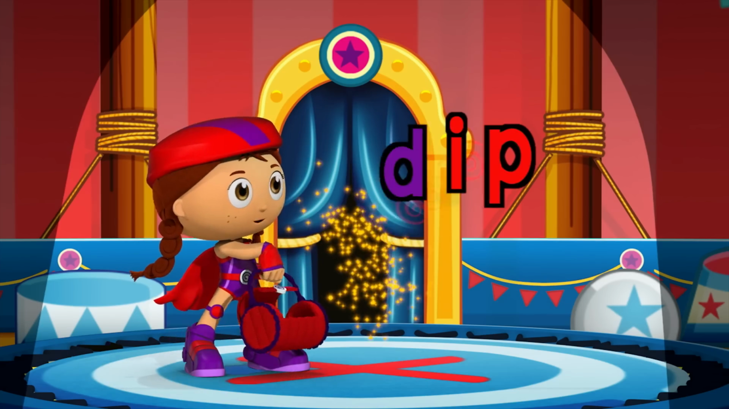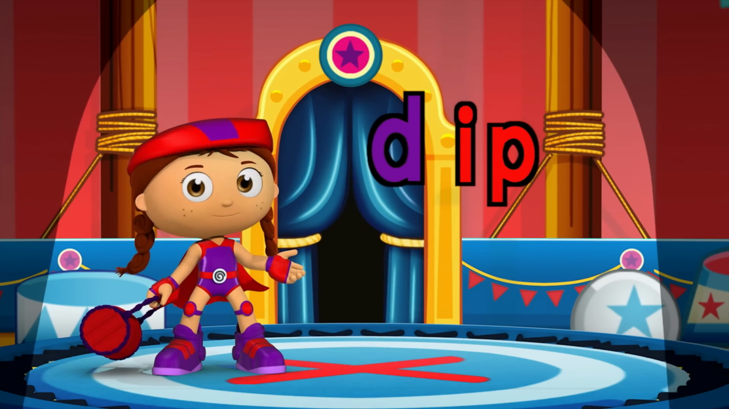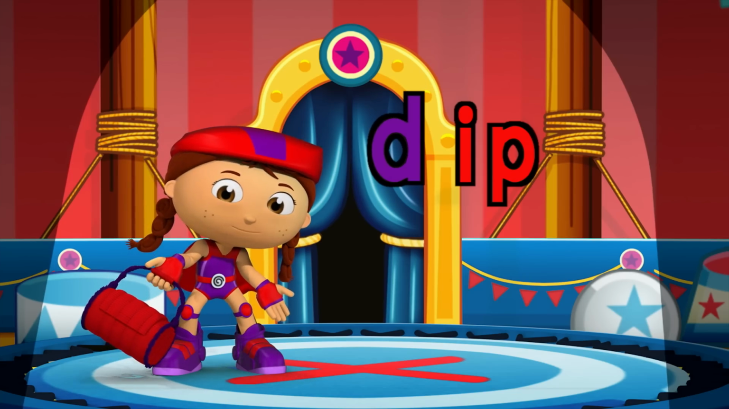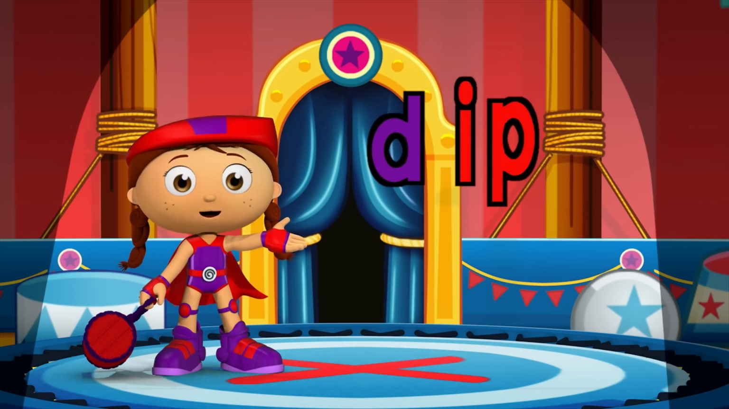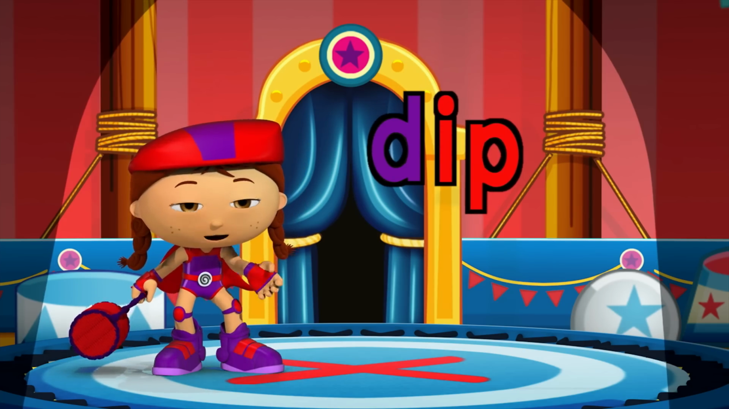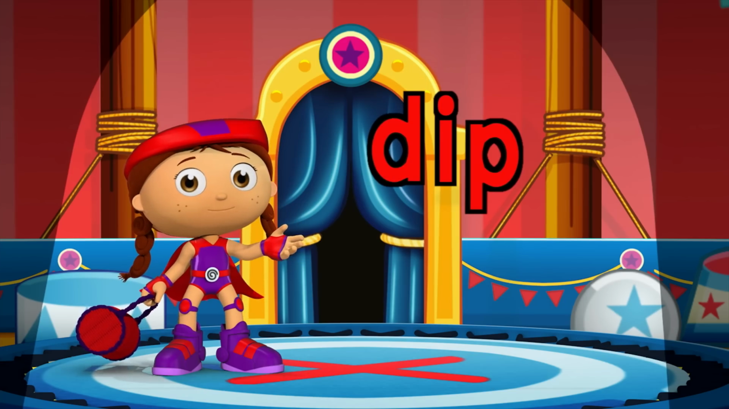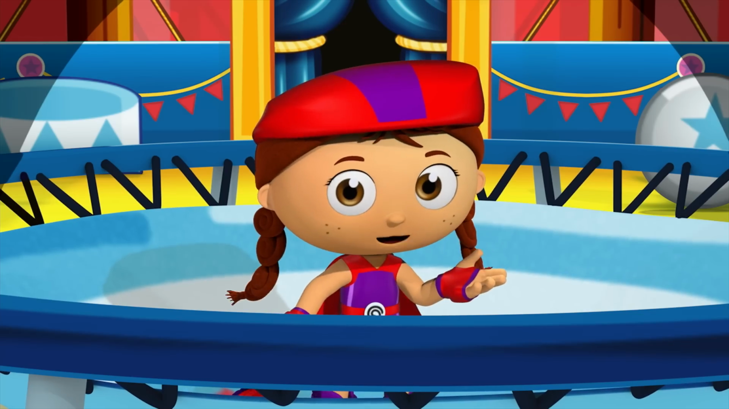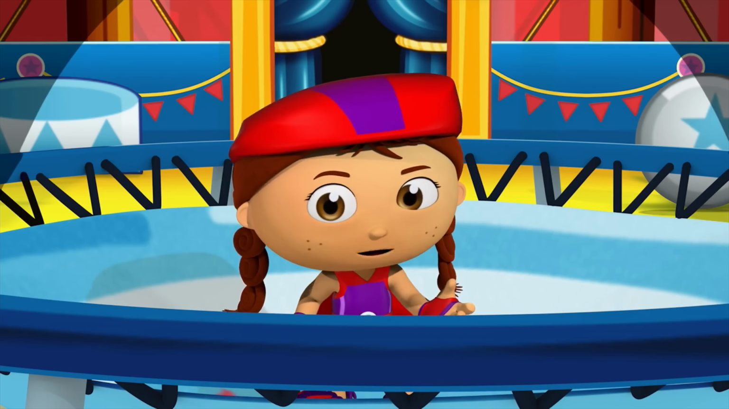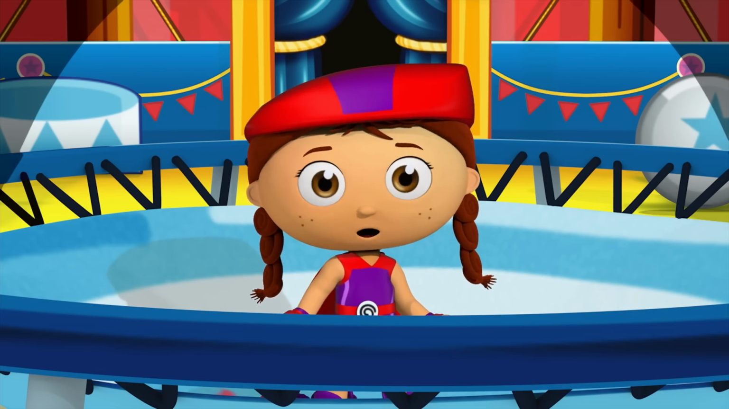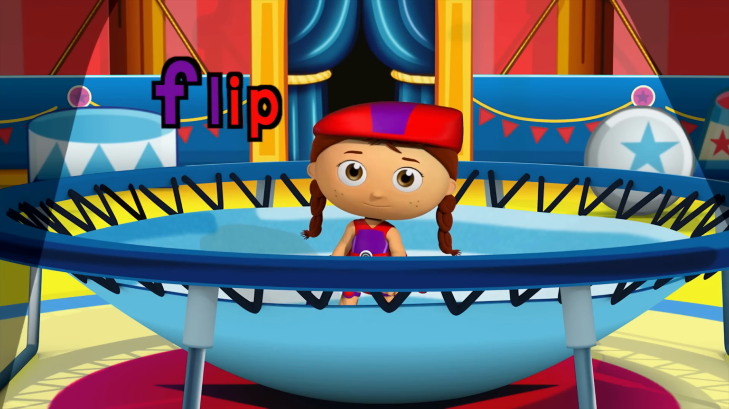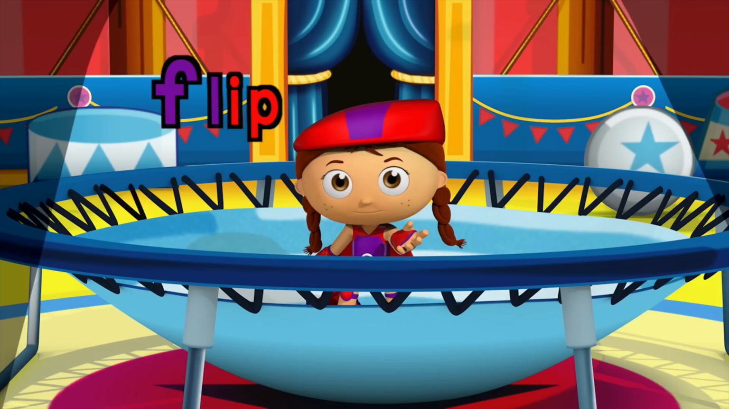What about this word? What letter is this? D. D. What sound does D make? D. D. And this says ip. D. Ip. What word is this? Dip. Dip. Whoa! The word dip made me dip way down here. No one can even see me. That won't work. We need a new ip word. This is an F. What sound does an F make?